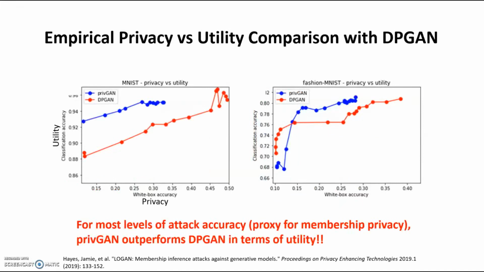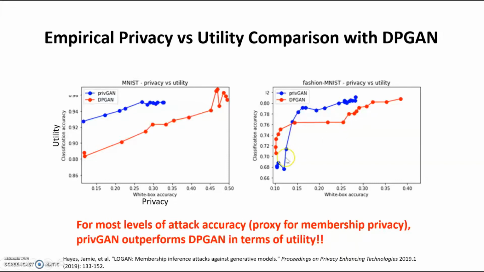So far we've shown privacy and utility separately, and shown that privGAN provides both privacy and utility benefits. But what if we compare them simultaneously? We do that here, where we take various values of epsilon in the case of DPGAN and various values of lambda in case of privGAN, and generate synthetic data and perform the utility experiment, record the classification accuracy, and the privacy experiment and record the white box accuracy.